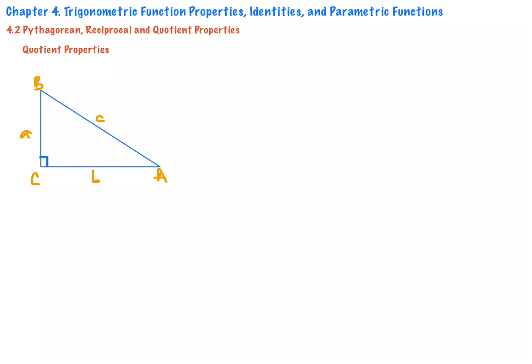I'm going to rewrite it again for us. Sine a is equal to a over c, the opposite over the hypotenuse. Cos a will be equal to the adjacent over the hypotenuse, and then tangent a will be equal to the opposite over the adjacent. Now I mentioned before in the previous lessons that tangent a is actually equal to sine a divided by cos a.